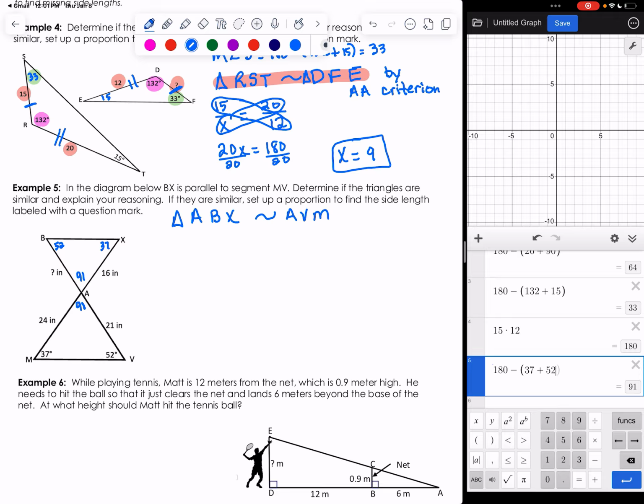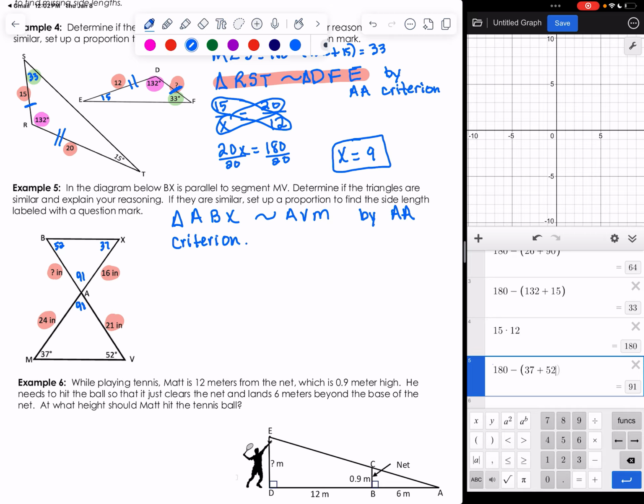So there's our similar. Now, why are they similar? They are similar by the Angle Angle Criterion, which says if you have two congruent angles, then your triangles are similar. Now, because they're similar, we can set up a proportion to find the missing side. So let me highlight what we know here. We don't know this side. We know this side is 16, this side is 24, this side is 21. So we can make a proportion to find our missing side.